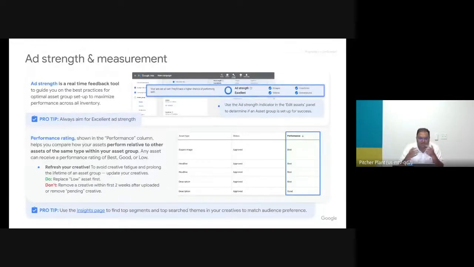Once you have all your assets uploaded, you can always leverage AdStrength to understand which creatives should be replaced or refreshed based on the relative performance. And it is important that we are consistently doing this on a frequent basis, on a monthly or at least once in 6 weeks, to ensure that we are optimizing our creatives as much as we can.